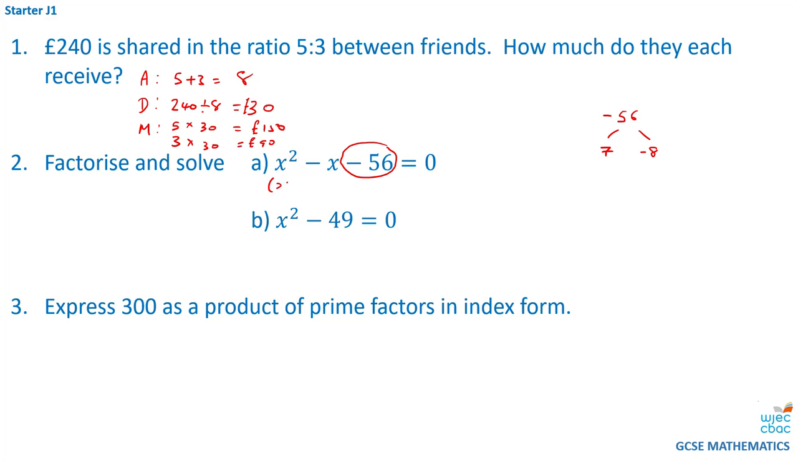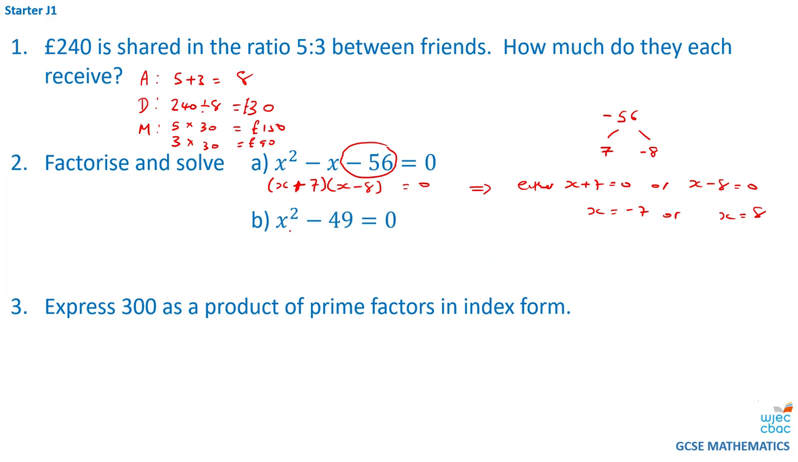So in brackets I've got x, and I've got another x here, equals 0. And I think I've written them in the wrong place, but never mind. So this is plus 7 and minus 8. So that implies then that either x plus 7 is equal to 0, or x minus 8 is equal to 0, which means that either x is equal to minus 7 or x is equal to 8.